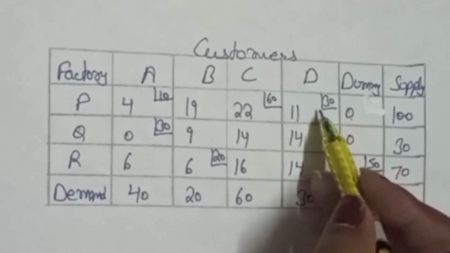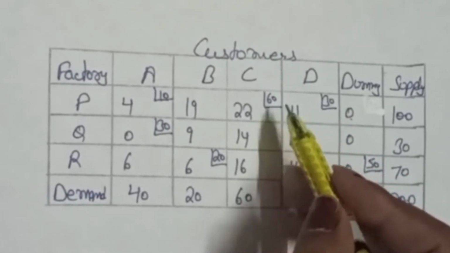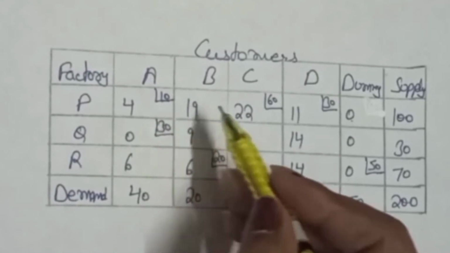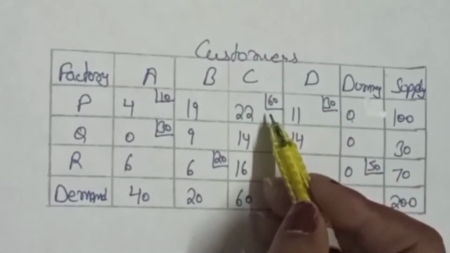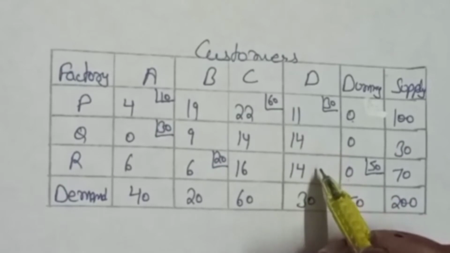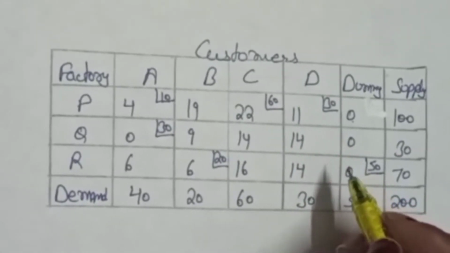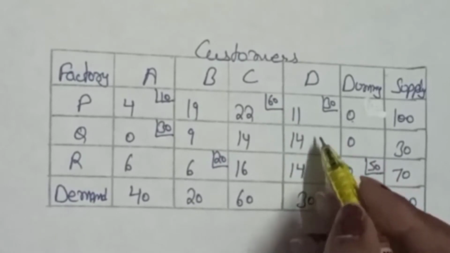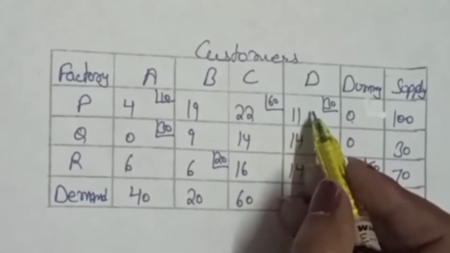If we move here, we can stop here. Otherwise we can stop here or otherwise we can stop here. In unallocated cells like this cell, we can't stop. We have to stop only in an allocated cell. If we stop here, we can't go horizontally. We can't go vertically because there is no cell with an allocation. So we will move further.